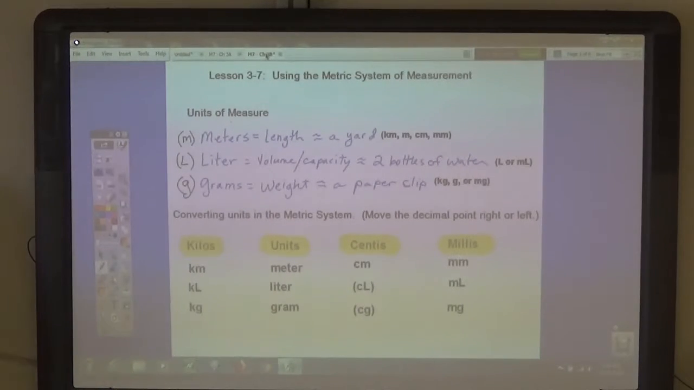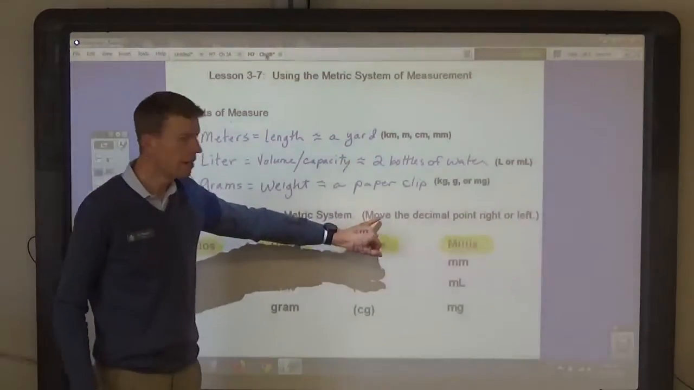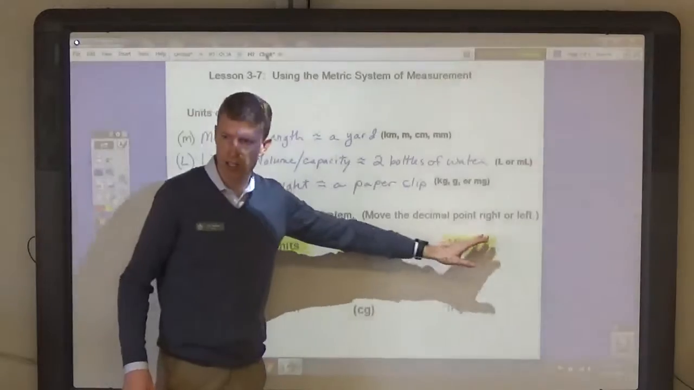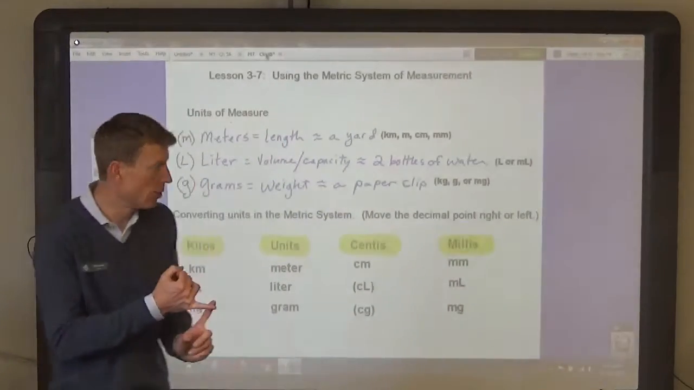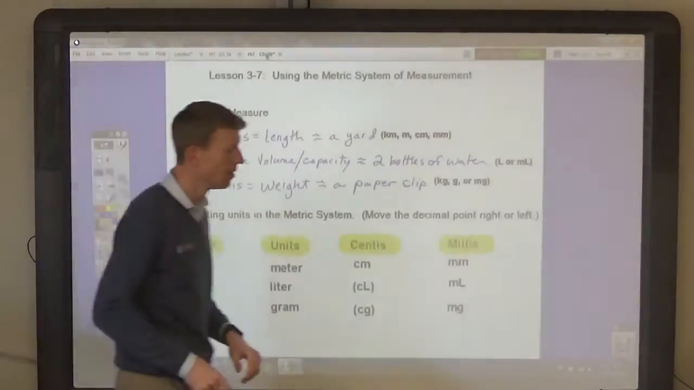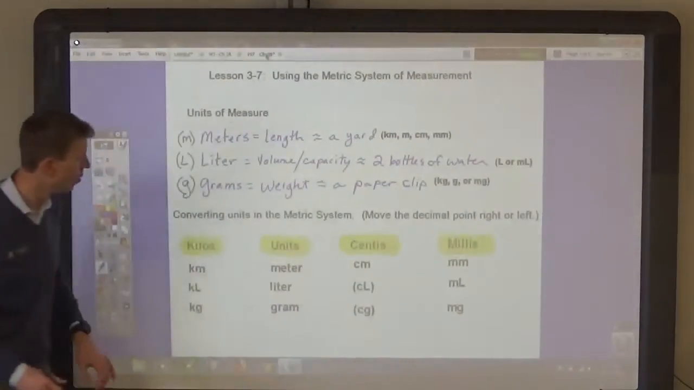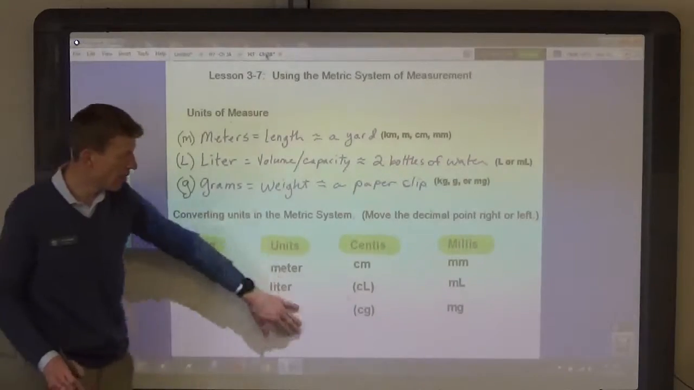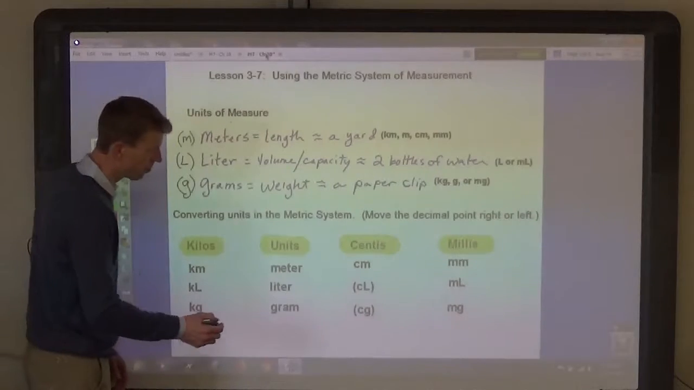So, when you are converting in the metric system, it's very easy to convert because you're just multiplying by powers of 10. Like multiplying by 10 or dividing by 10. Multiplying by 100 or dividing by 100. So, hopefully you have this written in your notes already. I'm going to show you how to use this to easily convert.